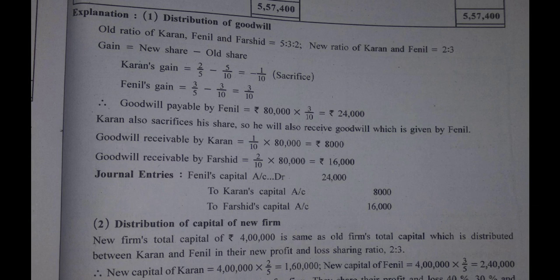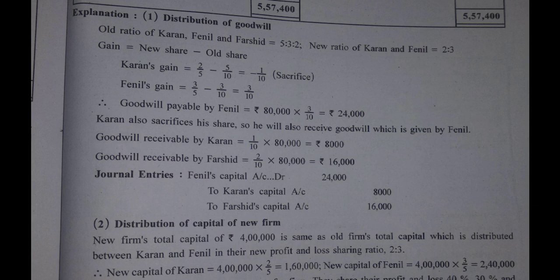The very first thing to understand is that in the old firm capital was of rupees 4 lakh, but now the partner has retired. So those 80,000 are now a part of payment to Farshid. So the remaining capital should be 3,20,000 and some other figure after necessary changes. It is but obvious.